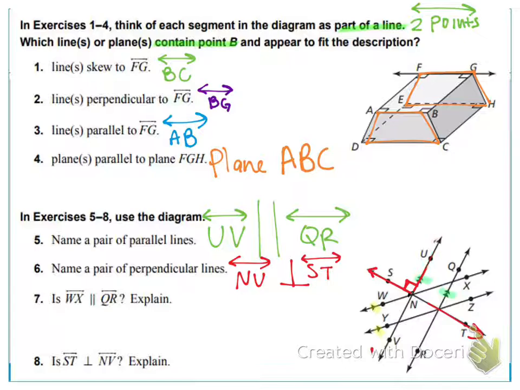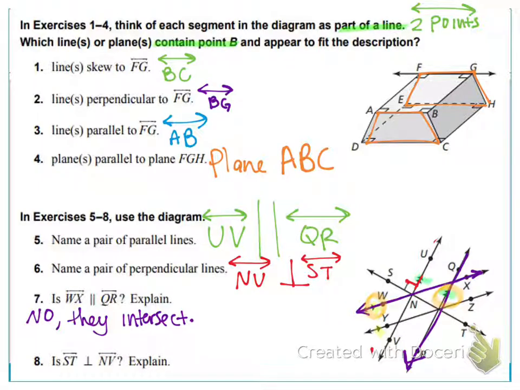All right, then it says, is WX parallel to QR? So are they parallel? No. Definitely not. And then what is the number one reason why they're not? They intersect. They definitely intersect. I think the reason they ask is because they want to point out that one of them has one triangle and the other one has two triangles. So they're not parallel.